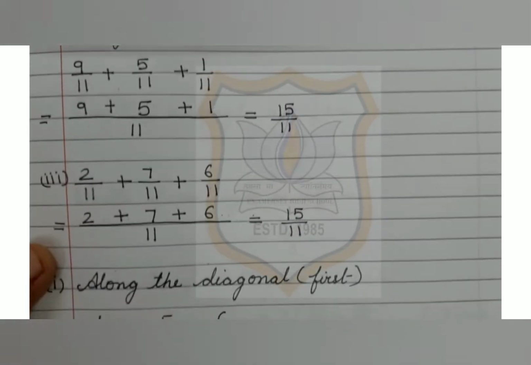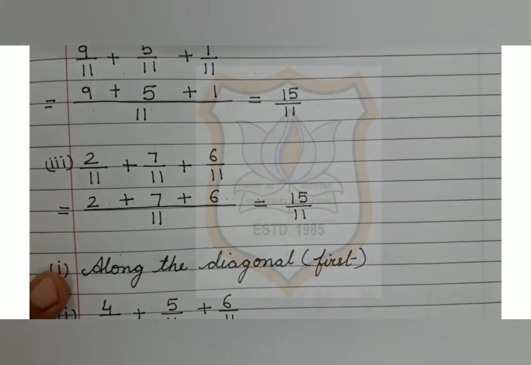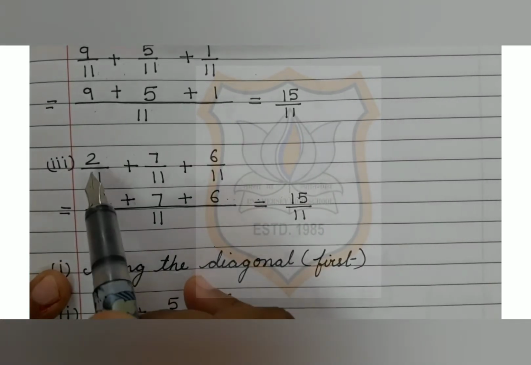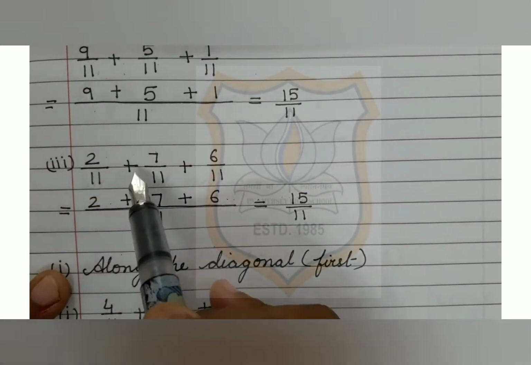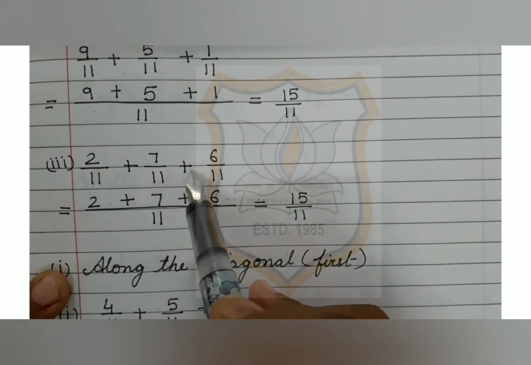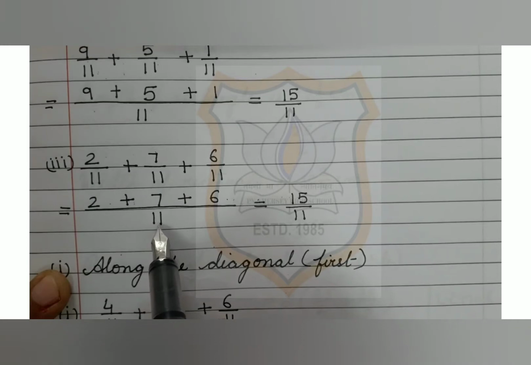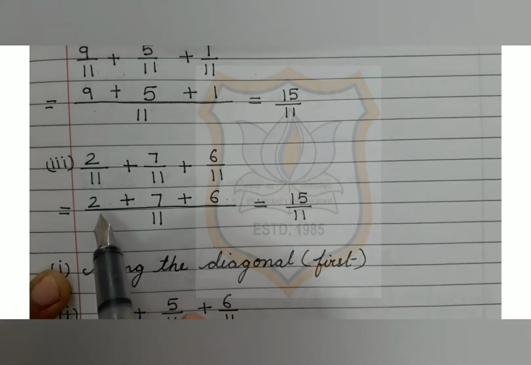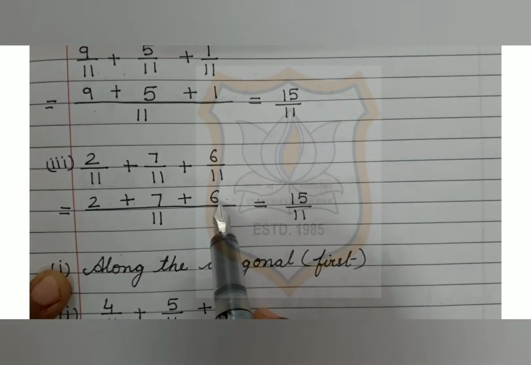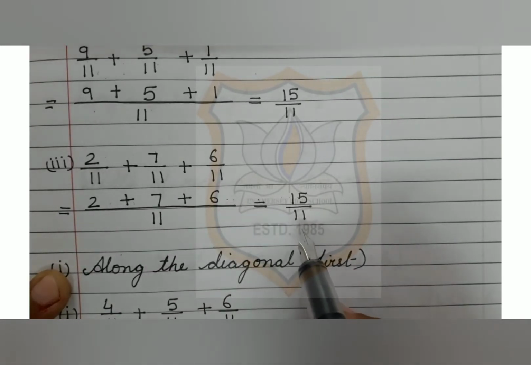Now we will add the fractions along the third column. So third column is 2 upon 11 plus 7 upon 11 plus 6 upon 11. Again we have taken 11 as a common number below the fraction line, and above the fraction line, that is 2 plus 7 plus 6. So 2 plus 7 plus 6 is equal to 15 upon 11.